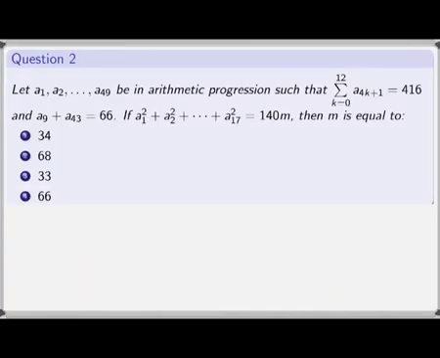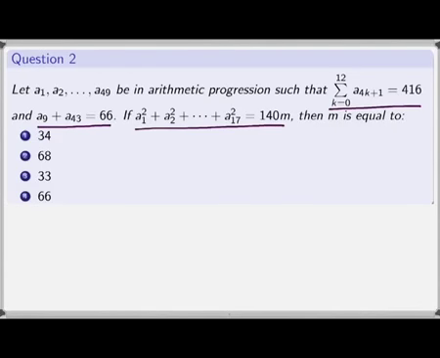Now we look at our second question. We have 49 numbers A1, A2 up to A49 which are in arithmetic progression such that the sum over k runs from 0 to 12, A(4k plus 1) is equal to 416 and also A9 plus A43 is equal to 66. Further, if A1 square plus A2 square plus up to A17 square is equal to 140m, then we shall find out the value of m.